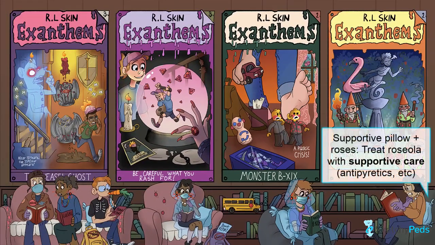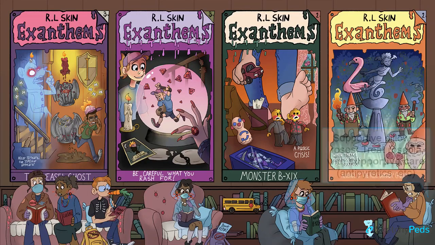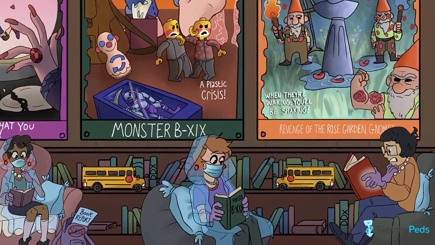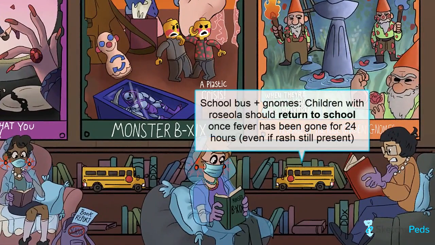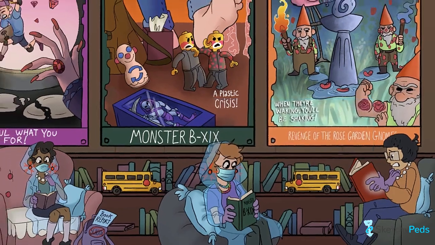Roseola is a benign and self-limited disease, just like how garden gnomes are benign, self-limited creatures. Treatment consists of supportive therapy, including antipyretics for fever if it is associated with discomfort. Lastly, a child with Roseola should return to school once the fever has been gone for 24 hours, even if the rash is still present, hence the last school bus toy.